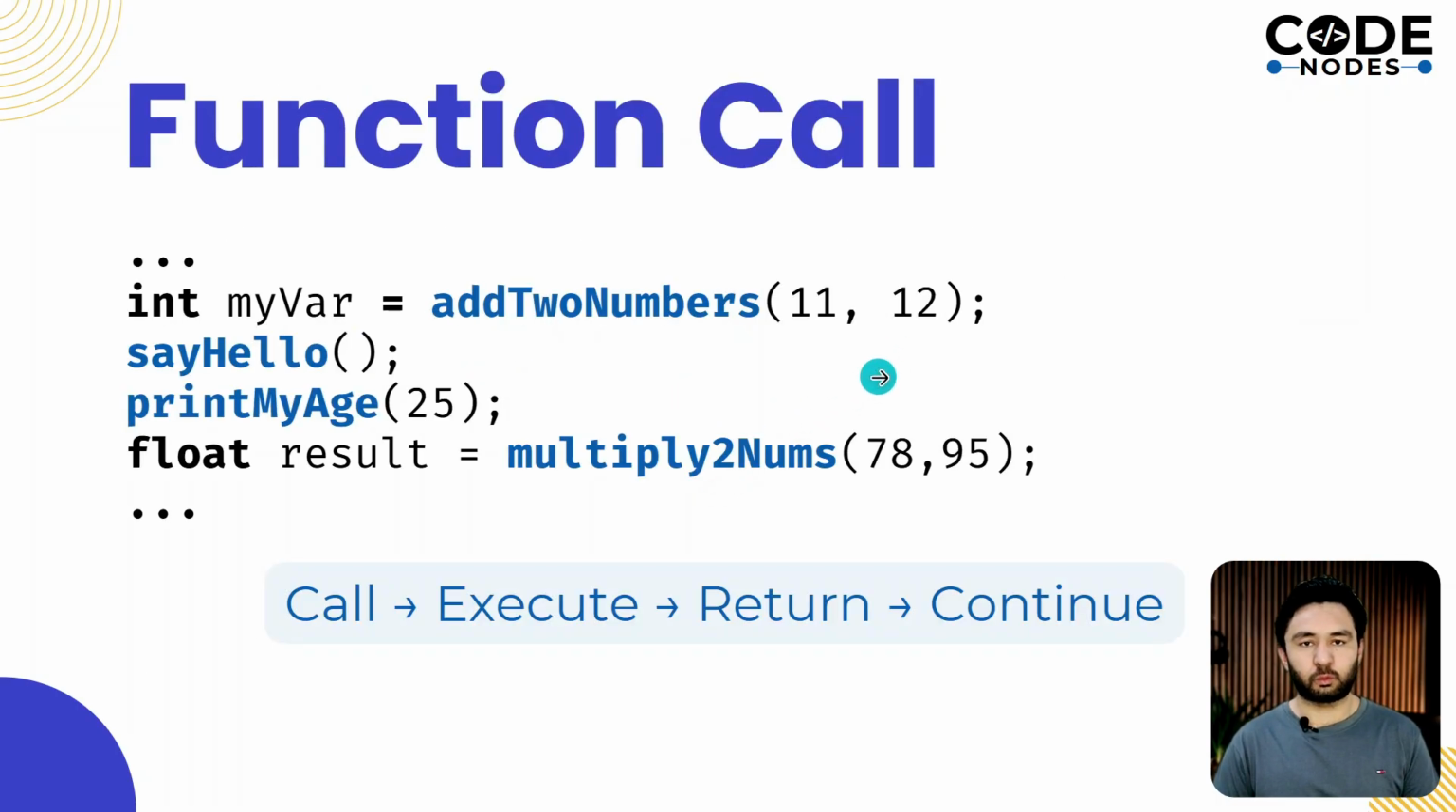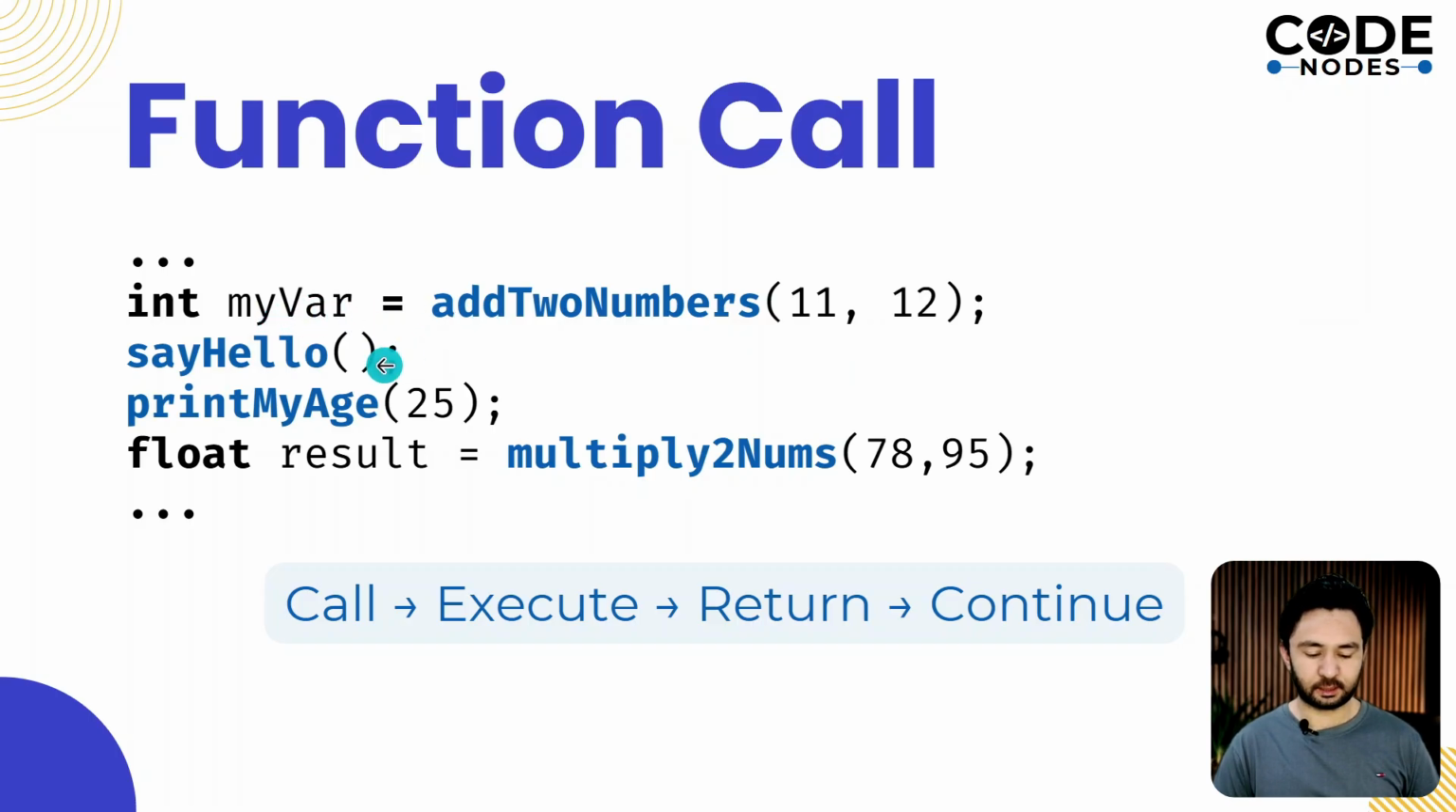Now, once we have declared and defined the function, we need to use it in our program. To do that, we call the function in our main program. For example, in the previous slide we declared and defined a function add two numbers, which was taking two parameters. So we call this function in our main function, pass these numbers to it, and store the value in my variable.